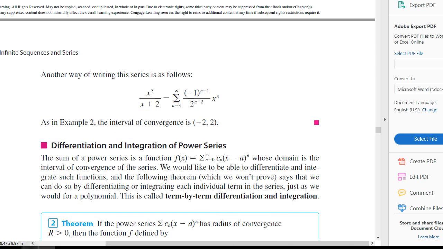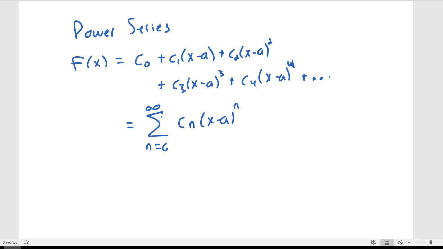Oops, that's the wrong thing. I want my Word doc. All right, so I need to find those coefficients, c0, c1, c2, so on and so forth.